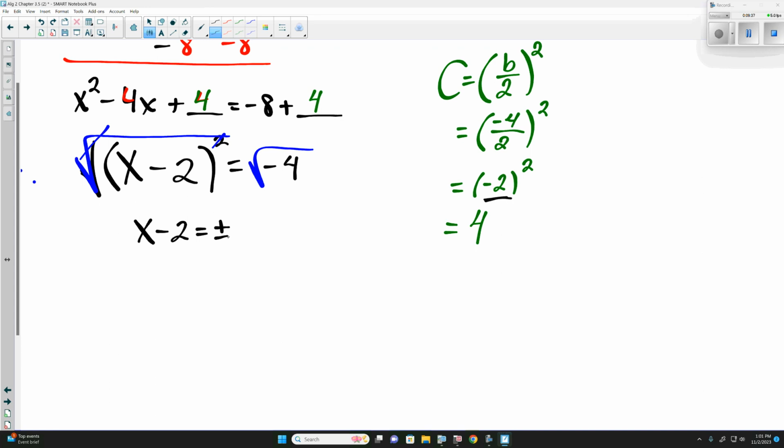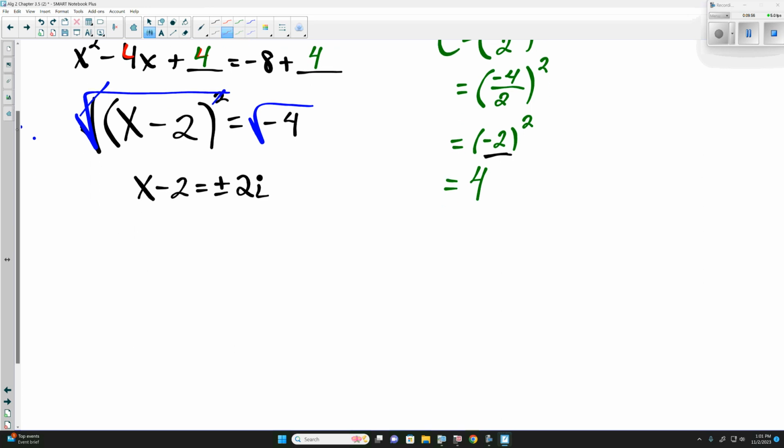Now we need to take the square root of negative 4. Well, the negative will come out as i, and the square root of 4 is 2, because the square root of a negative is i, or really the square root of negative 1 is i. Then we can take the square root of 4 and get 2. Questions on this here? Is x by itself? Yes.